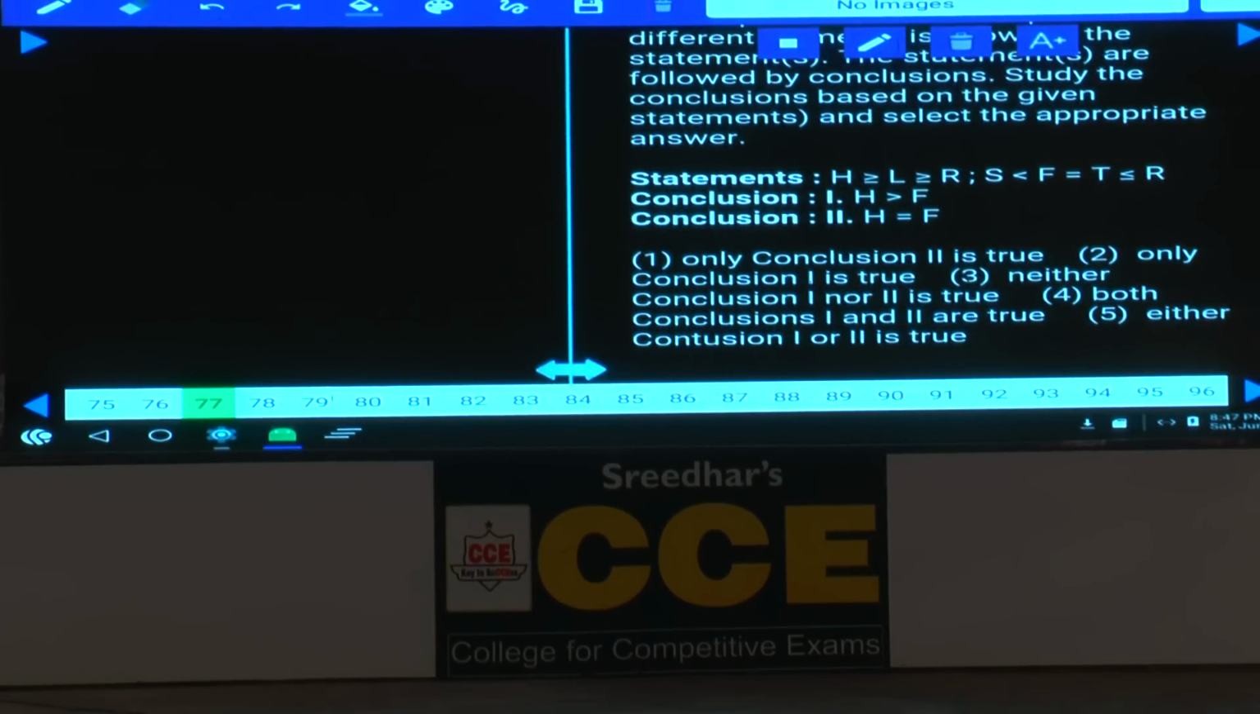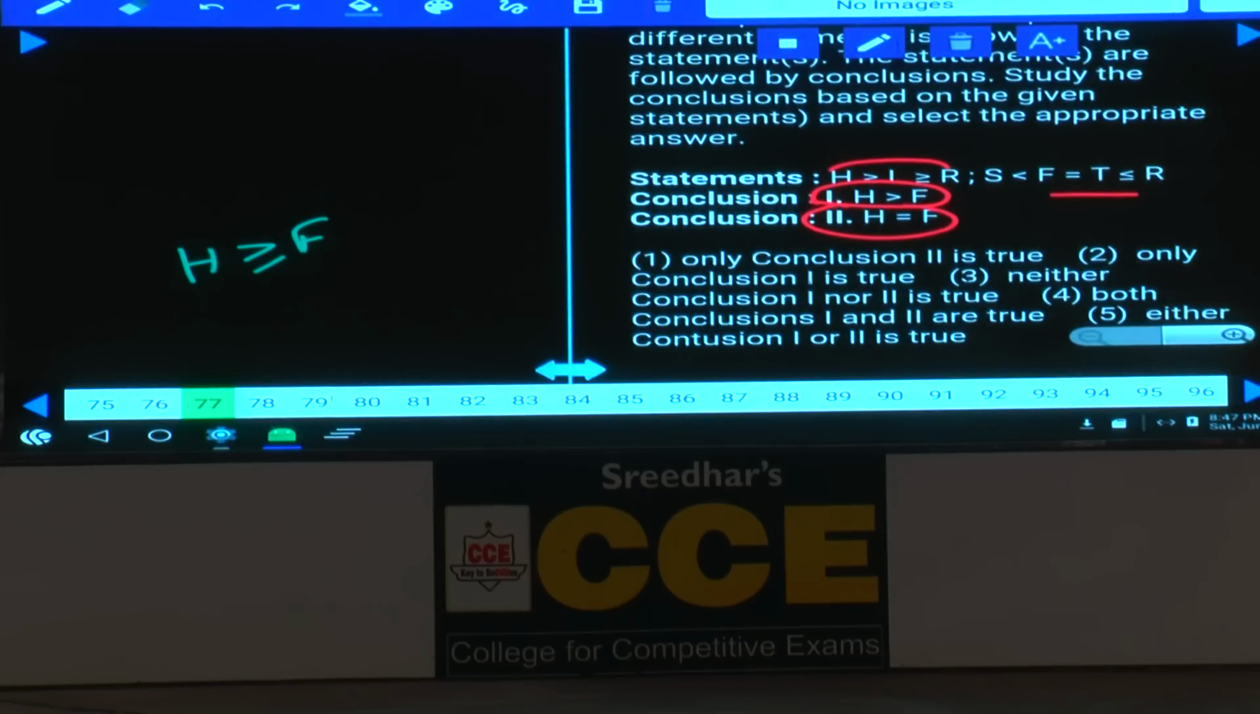Now the relation between H and F, H and L, H to R, R to F: H greater than or equals to R, F lesser than or equals to R means R greater than or equals to F. That means H greater than or equals to F is definitely true. Hence H can be either greater than or equals to, hence either greater or equals to either 1 or 2, that is choice 5. 77, choice 5, either 1 or 2.